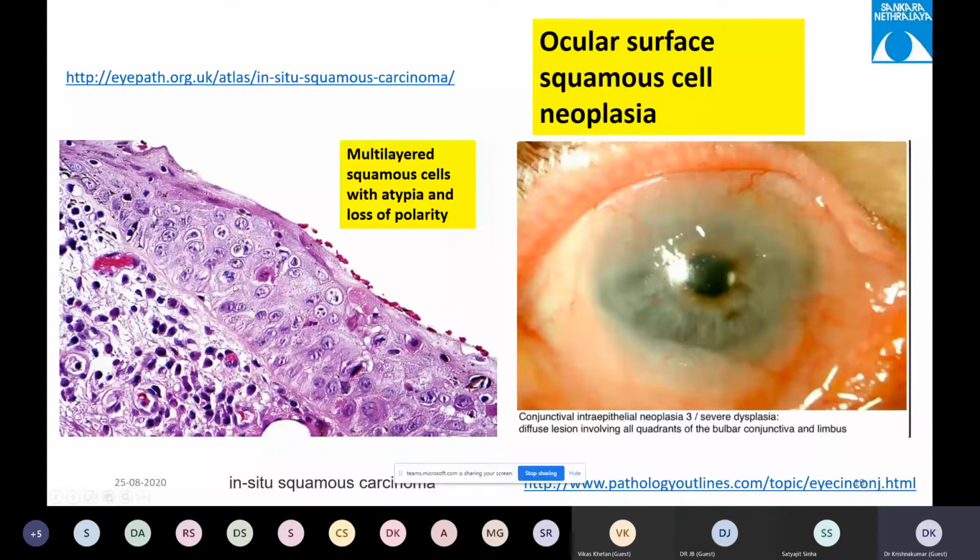This could be mild dysplasia, moderate dysplasia, or severe dysplasia. Here you find moderate dysplasia, multiple layers of epithelial cells. This is ocular surface squamous neoplasia.